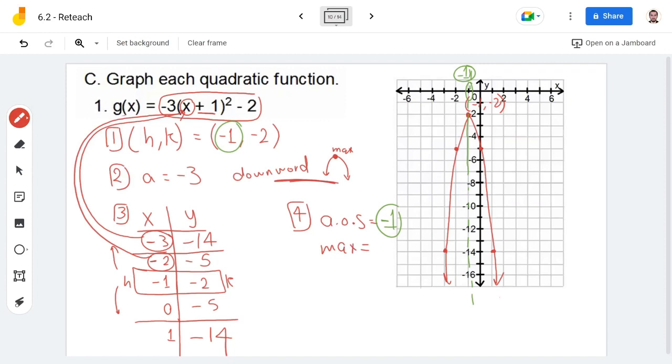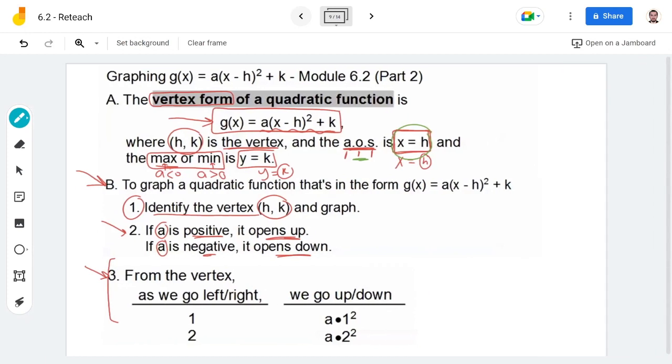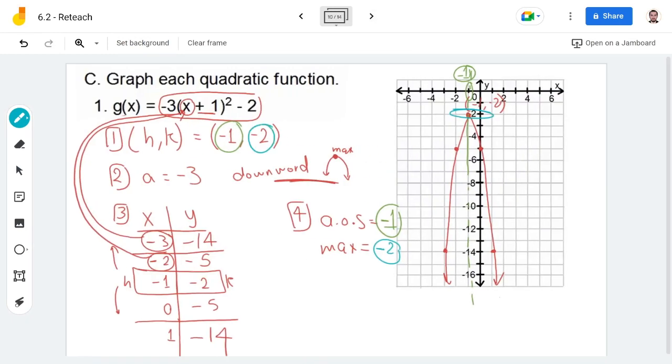The maximum is y equal -2, which is this one here. Y equal -2. Also, I told you the maximum or minimum is always k, right? So now what's k here? It's -2, so my maximum is -2. So you can identify the axis of symmetry and maximum or minimum using the equation without graphing. Okay, clear? I hope it's clear.